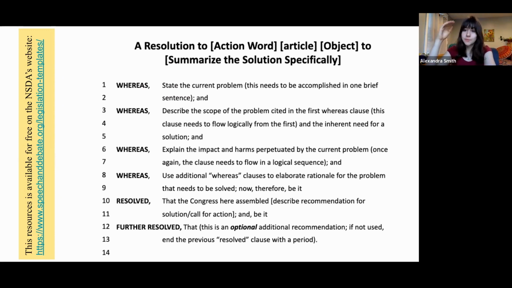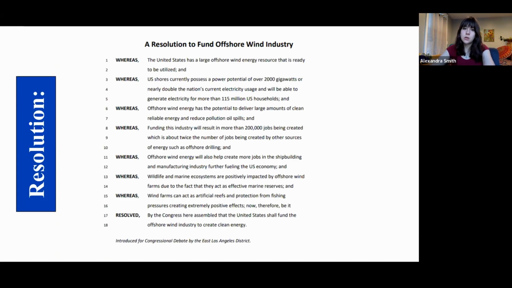So what we were doing is establishing the status quo in the whereas clauses. The resolved clause is what it is that you want to change, and then further resolved is any elaboration on the resolved clause that's necessary. They're helpful for good debate, just so that you have a lot of content to be talking about within the resolution, but they're not necessary. So keep that in mind when writing them. Example, a resolution to fund offshore wind industry.